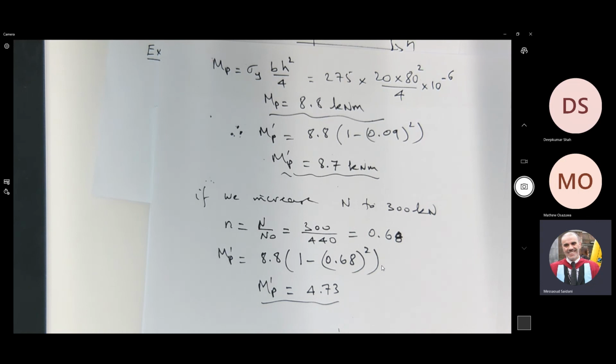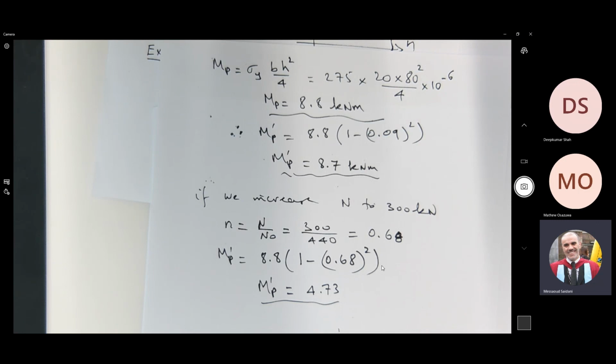Is that everyone? Have you confirmed this? 1 minus 0.68 squared times 8.8. So that's a 46% reduction. What do you conclude here? Major reduction. You see what I mean? So it all depends on the axial force.